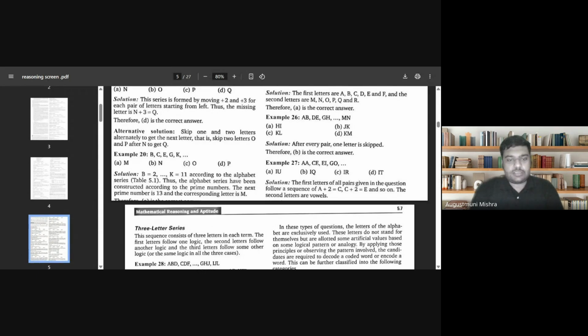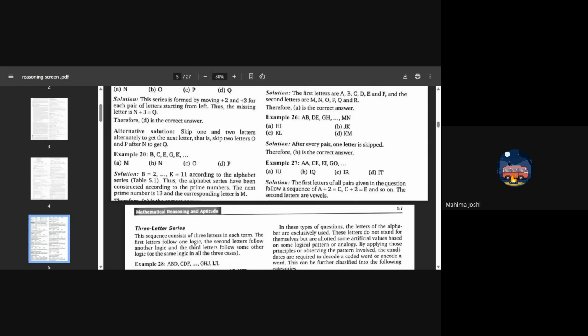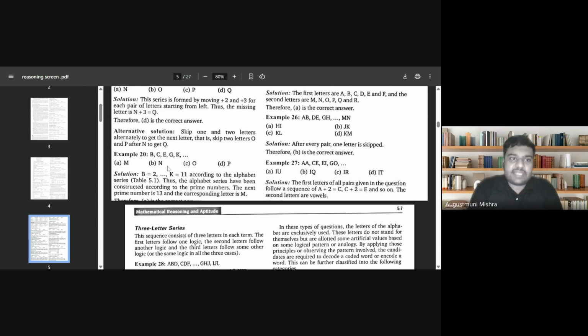B, C, E. Okay, what pattern? See. Sir, the common thread between these numbers, these alphabets, is that we cannot divide that number, like 2, then 3, then 5, then 7, then 11. Yes, ma'am, that is prime numbers.